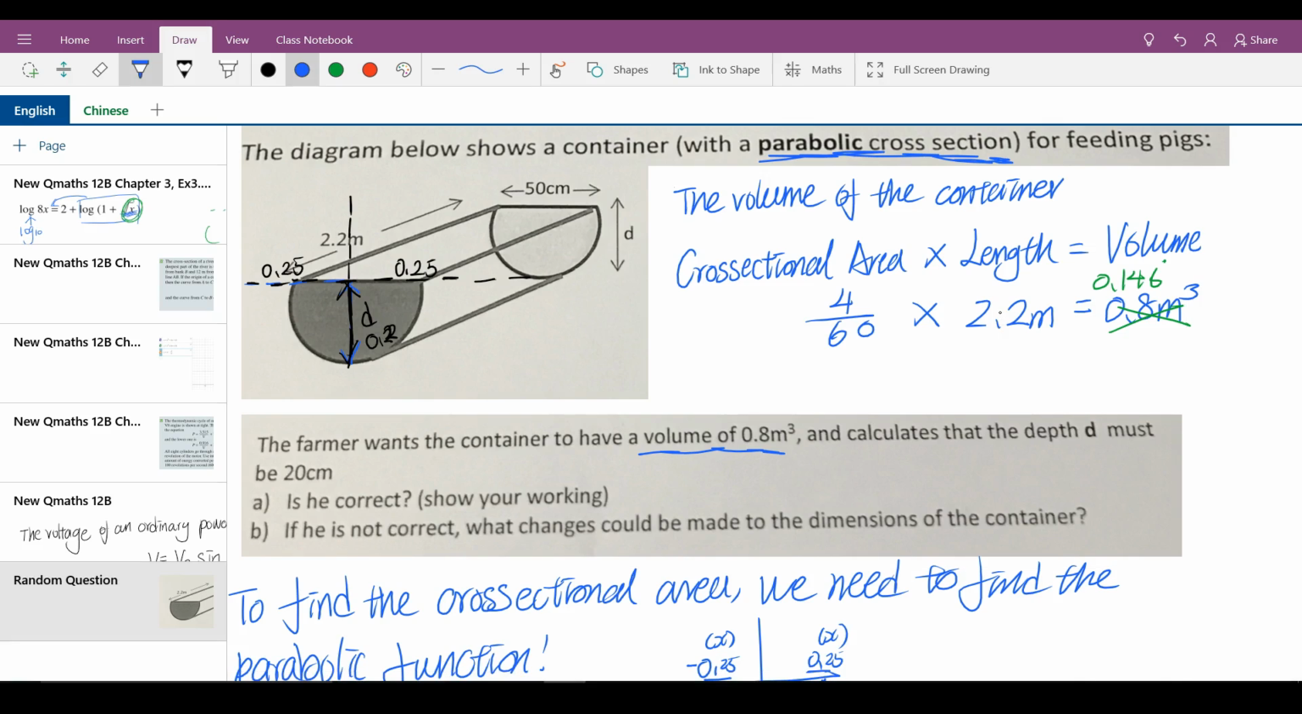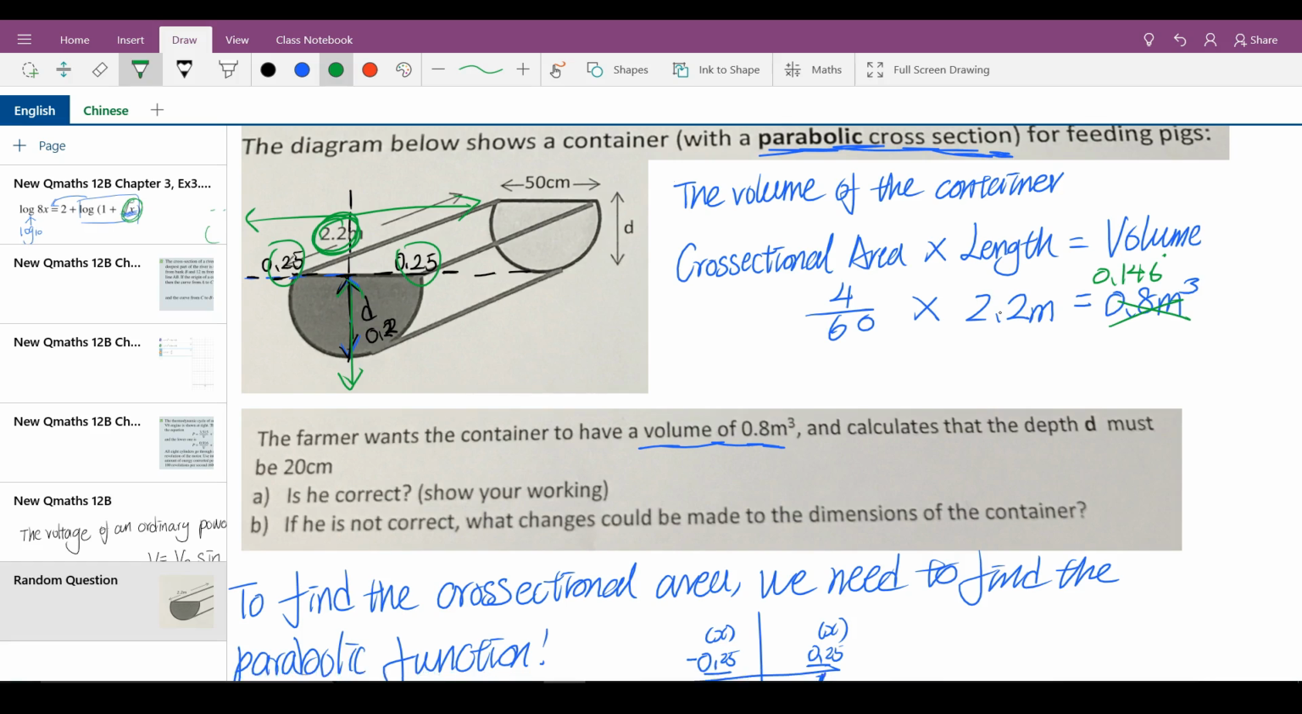Now, obviously you can change a lot of things. You can change here, so you can make them wider. Or you can make it deeper. You can go down deeper, and that would increase the cross-sectional area, hence increase the volume. But the easiest, guys, is just to change the length, because I don't want to work out the cross-sectional area again, that's just troublesome. Let's just change the length or the width, whatever you call it, that 2.2.